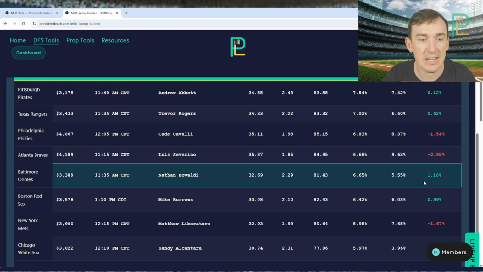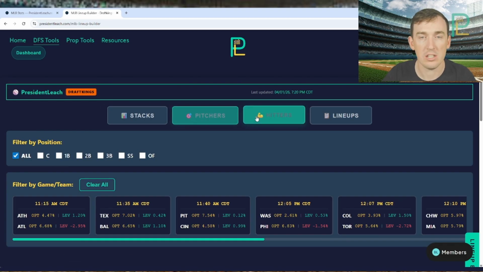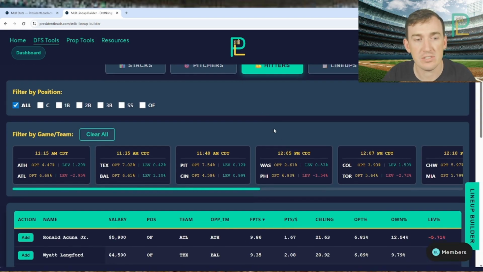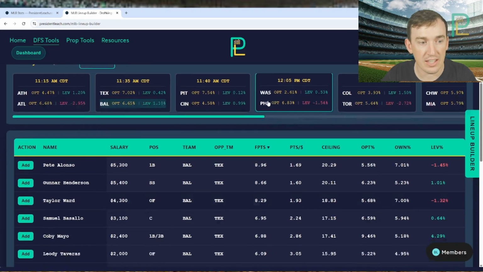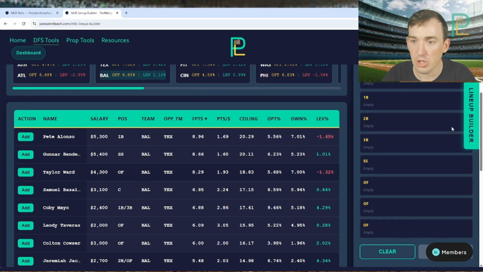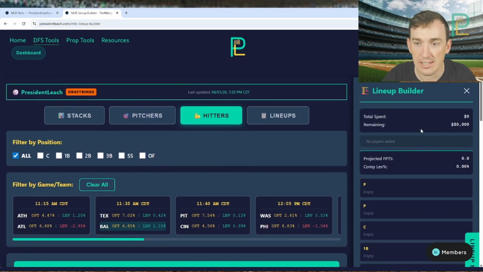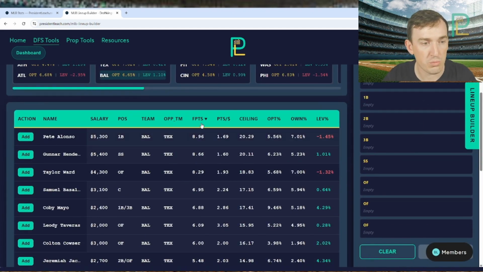What stands out to me here is Baltimore against Nathan Eovaldi. We already saw it's going to be warm in Baltimore. So what does that look like if we build a stack with Baltimore? We can go over to the hitters tab here, and let's filter on Baltimore and just see what that looks like as we build a lineup. Here on the side panel, you can see we can start our Baltimore build. This is sorted by projected points.